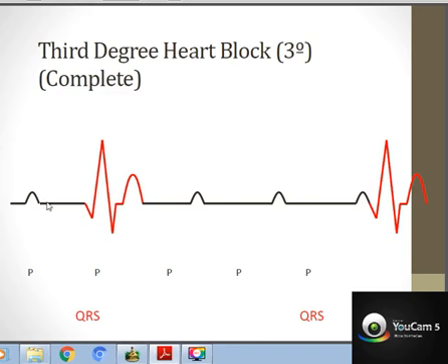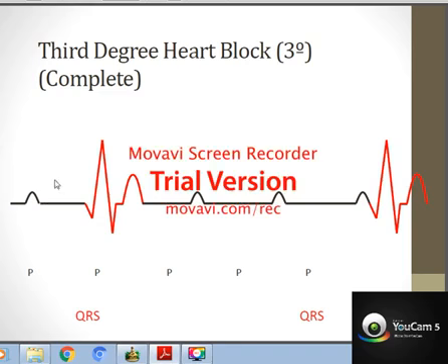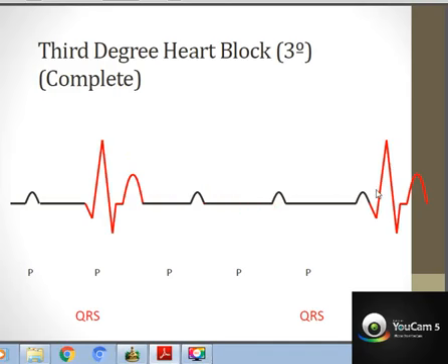Here the P wave has taken the impulse but no QRS. Here there is a QRS but there is no P wave. Here there is no QRS. Here there is no QRS. Again finally the ventricle started triggering here. So what happens? There are a lot of P but very few QRS.